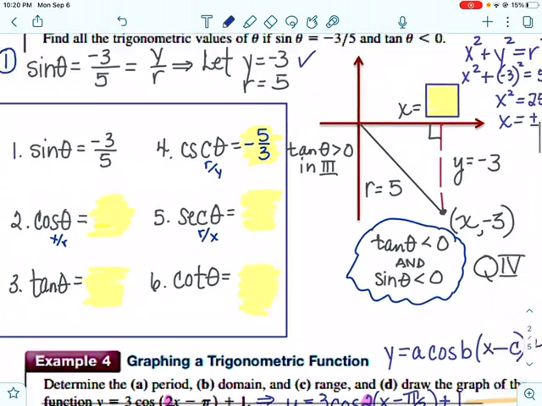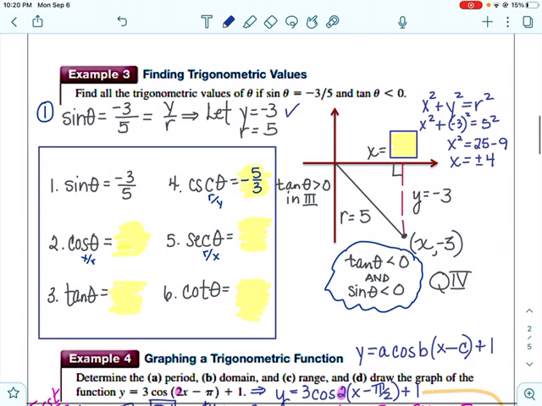So for the cosine, notice I don't have an x there, so I had to come up here, and after some consideration, I'm missing the x value, so I have to get the x in there. So I use the Pythagorean theorem, plug things in, and I get x is equal to plus or minus 4. But since the point must lie in the fourth quadrant, x has to be positive. So we're going to get x is equal to 4 here.